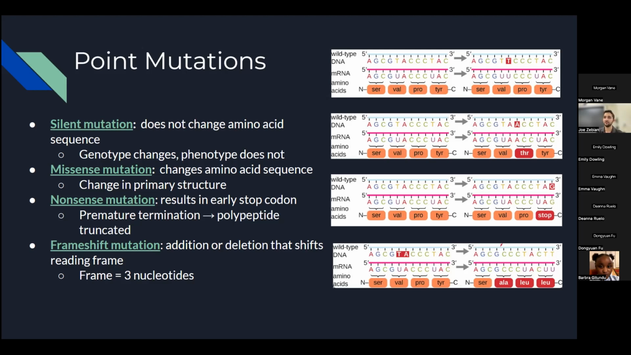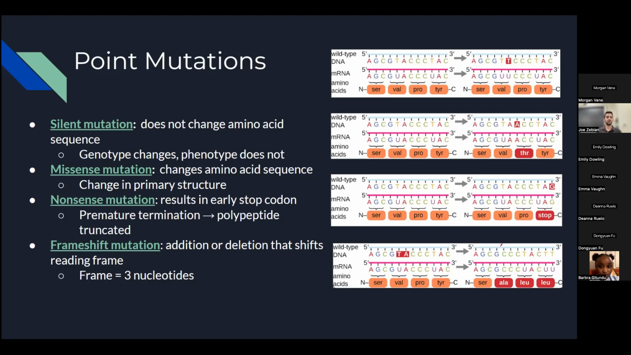So this is where a single nucleotide change occurs and it changes the amino acid sequence. So if you have a cysteine and then a nucleotide change happens and you have a valine or literally anything else, that's changed amino acid structure, amino acid sequence. This will change your primary structure. This could have a lot of effect or it could have almost none.